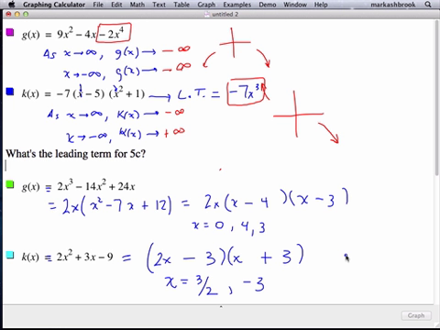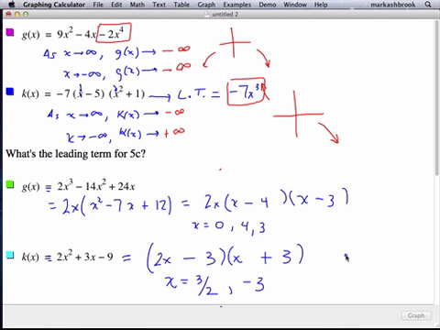And those zeros, how will they help us make the graph? What will we use those numbers for to make the graph? X-intercepts, right? Those are the x-intercepts of their respective graphs. Okay, so that's all review. Are we caught up? We good?